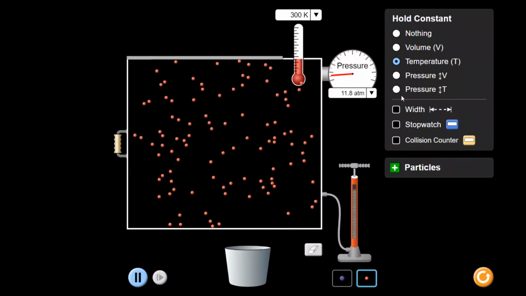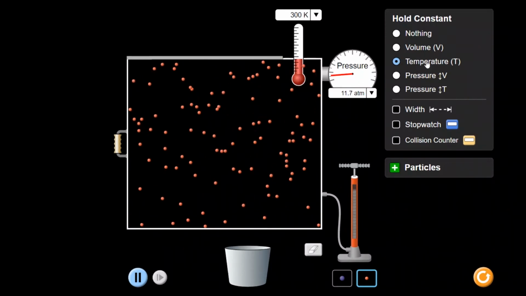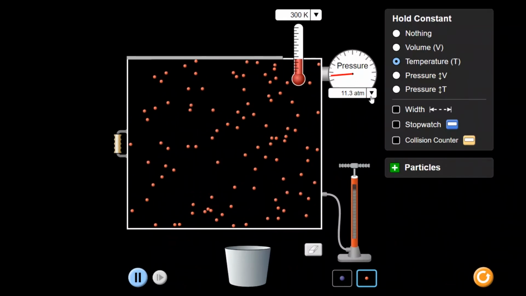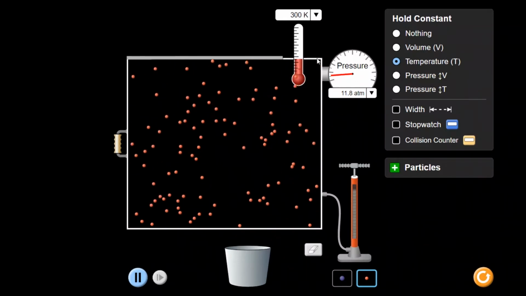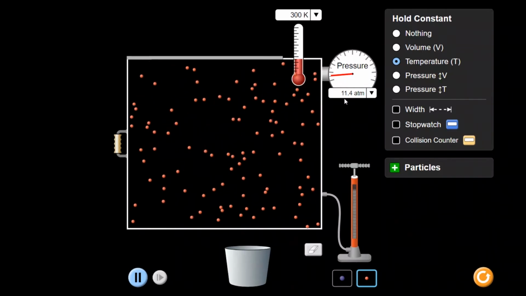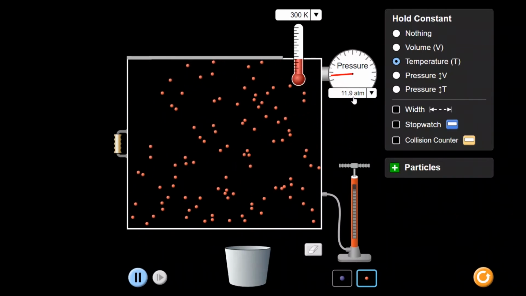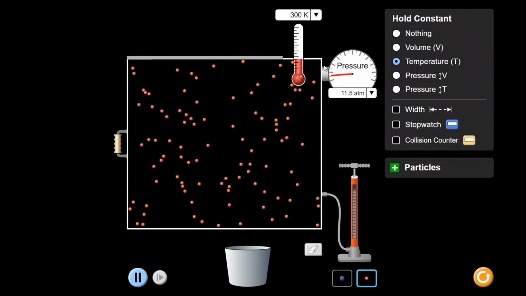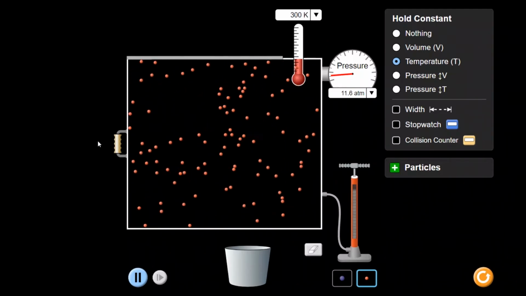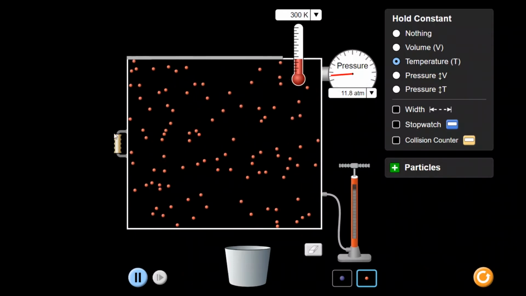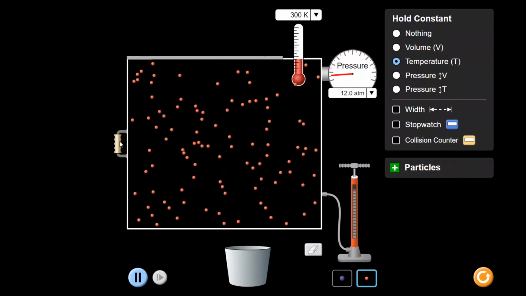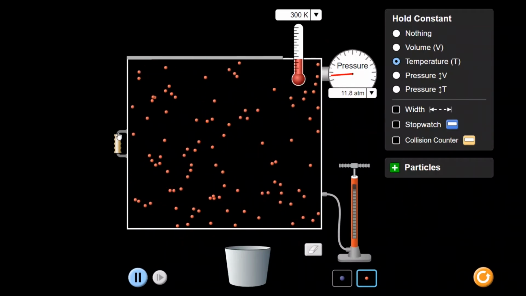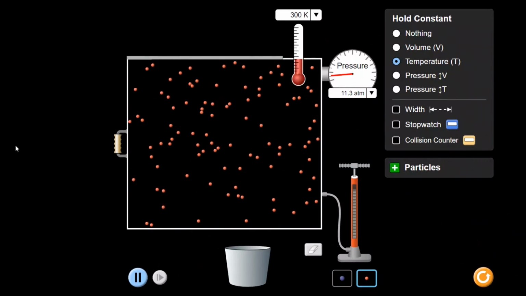All right. So if the temperature is held constant, the only thing we can look at is pressure. And here's our barometer that measures our pressure. Right now it's reading anywhere between 11.4 and 12. And this box here represents our volume. There's a handle right here on the left side. I can move the handle in to decrease the volume, or if I move it out, we'll be increasing the volume.